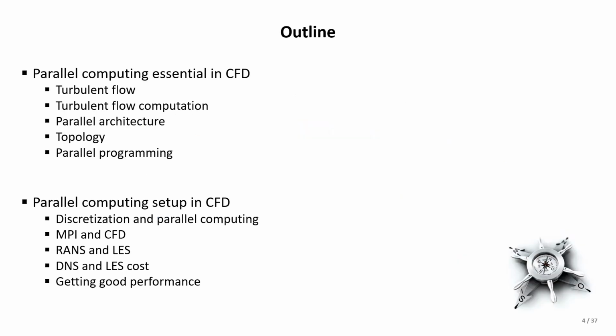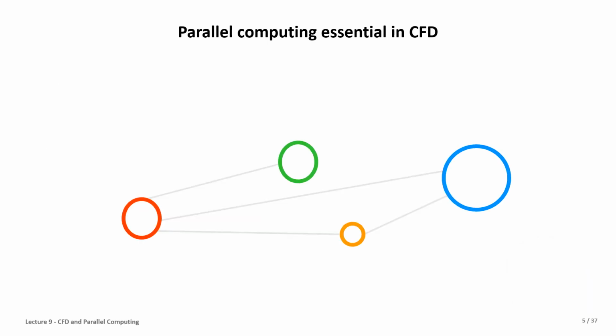The outline in this lecture: the first part is parallel computing. It's essential in CFD, and we will understand it. Then in the second part, we will have some parallel computing setup in CFD and have some examples of how we can work with parallel computing in CFD. Let's start the first part.